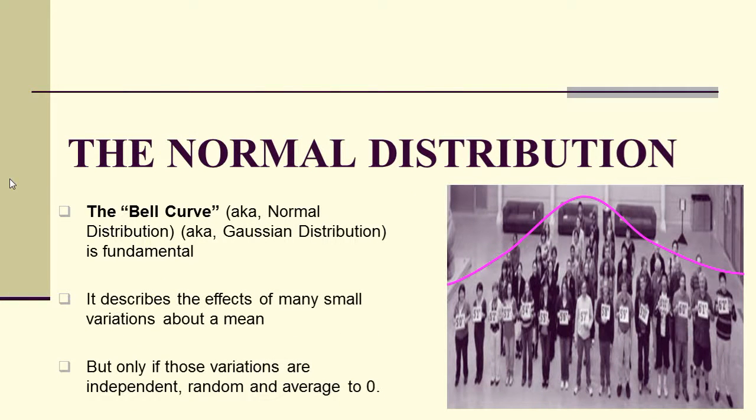The normal distribution. The bell curve, the Gaussian distribution, is fundamental. It describes effects of many small variations about a mean, but only if those variations are independent, random, and average to zero.